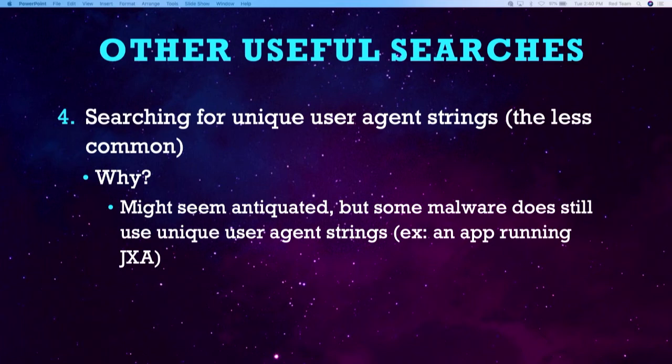Another one, unique user agent strings. I know that it may seem kind of old school or not very useful, but malware still does use unique user agent strings. Someone earlier talked about an example, and even in Patrick Wardle's Mac Malware 2019 report, there were some samples that had unique user agents. So even though it may seem antiquated, there's still value in that, like looking for least common user agents in your environment and pulling the thread and seeing what's there.